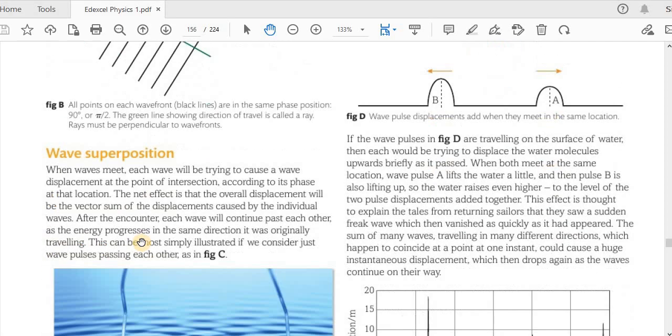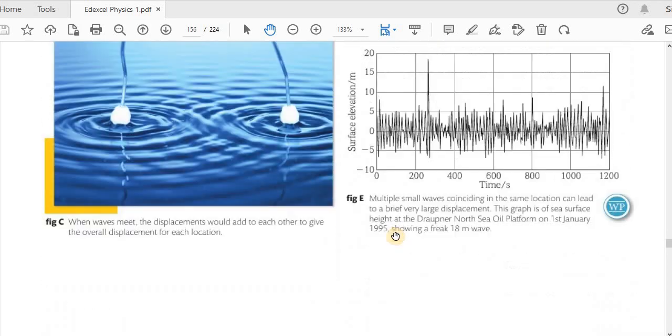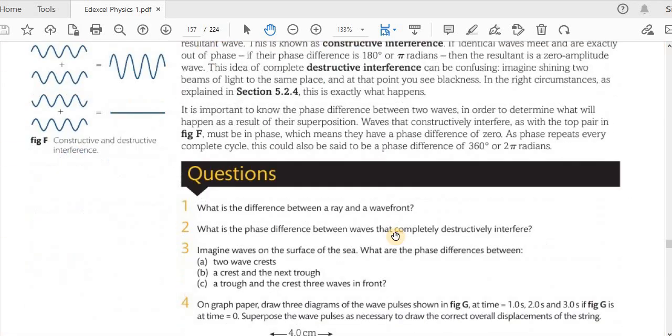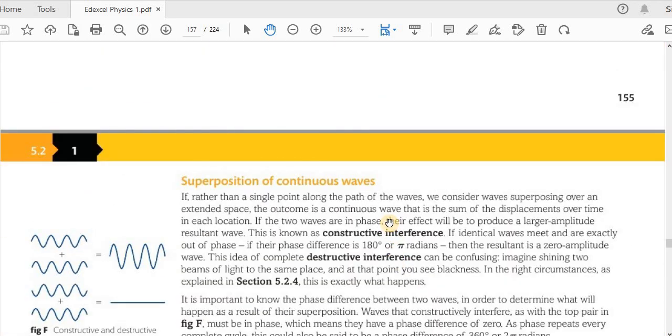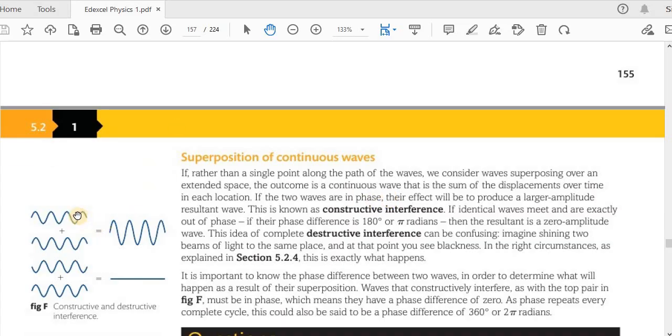Then we have wave superposition. So basically there are three topics here, and also we have superposition of continuous waves. Now what is this superposition of continuous waves? Superposition, first we will see that. You can see what happens here when the two waves superpose. We get this wave here. Here when these two waves superpose, we get this. This is called constructive interference.